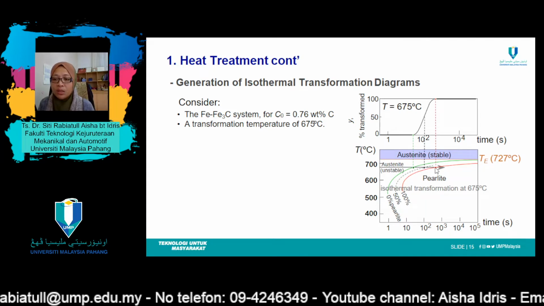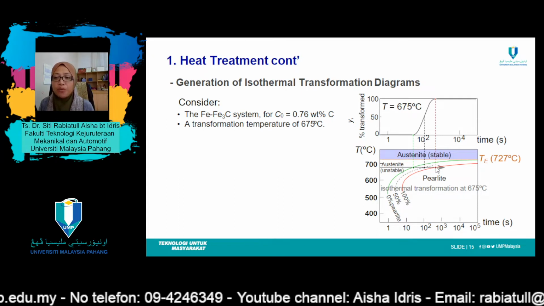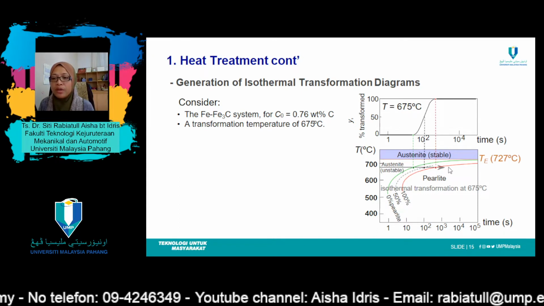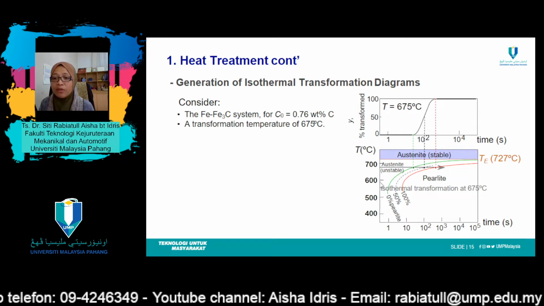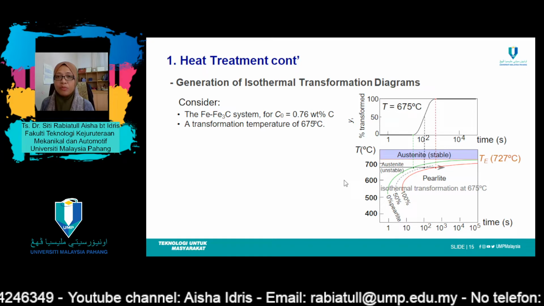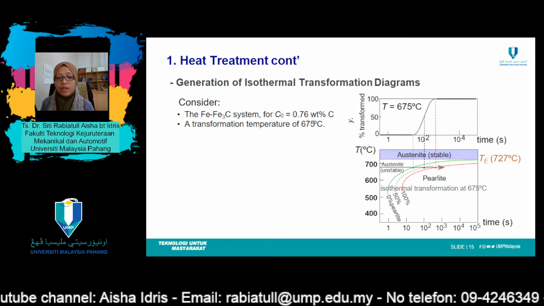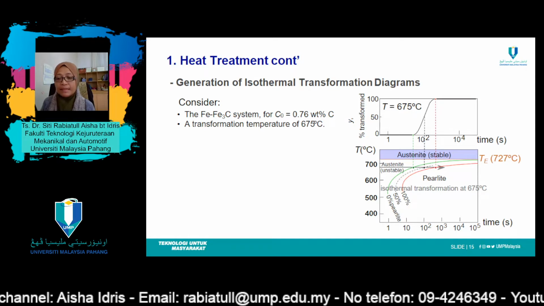and then a longer time will produce 100% perlite when it reaches this red curved line over there. So basically, we can control the transformation of the microstructure of that steel.